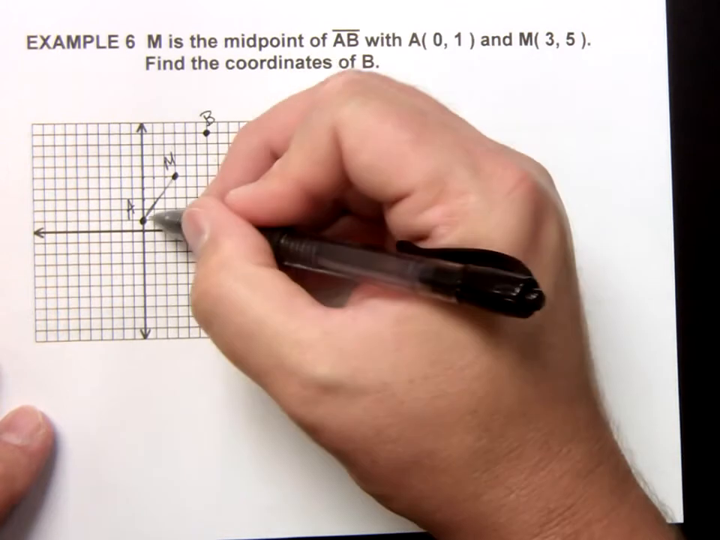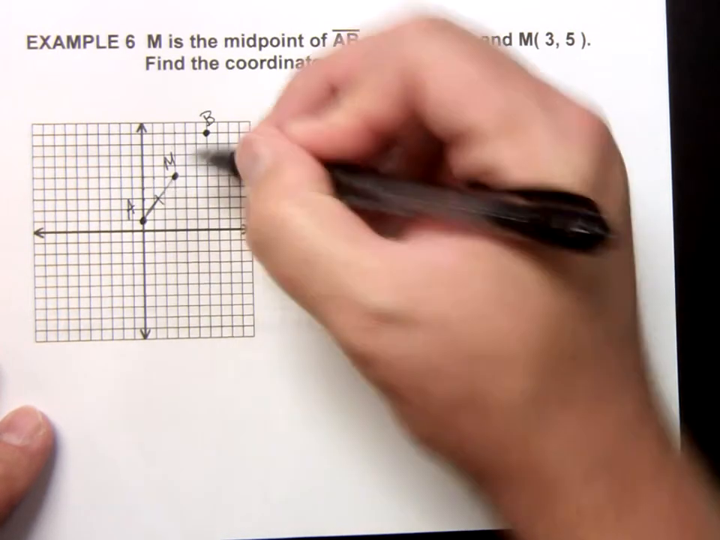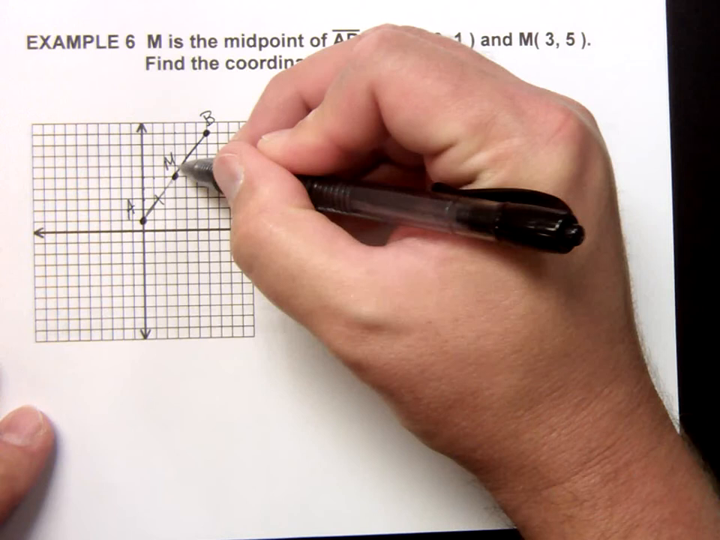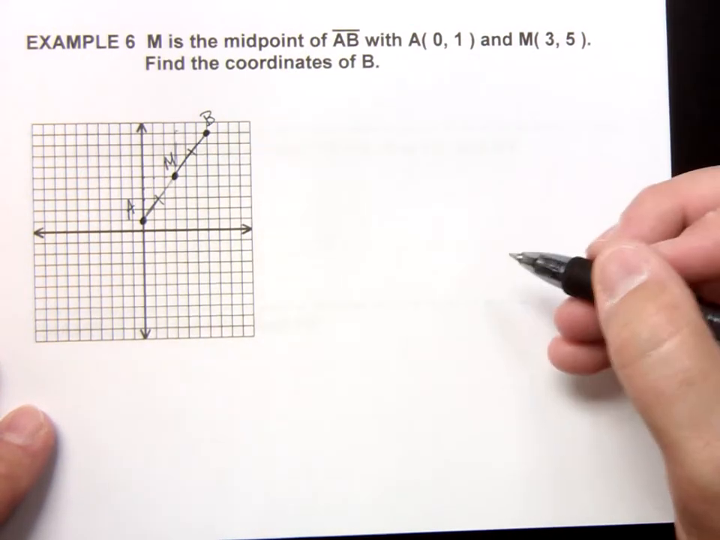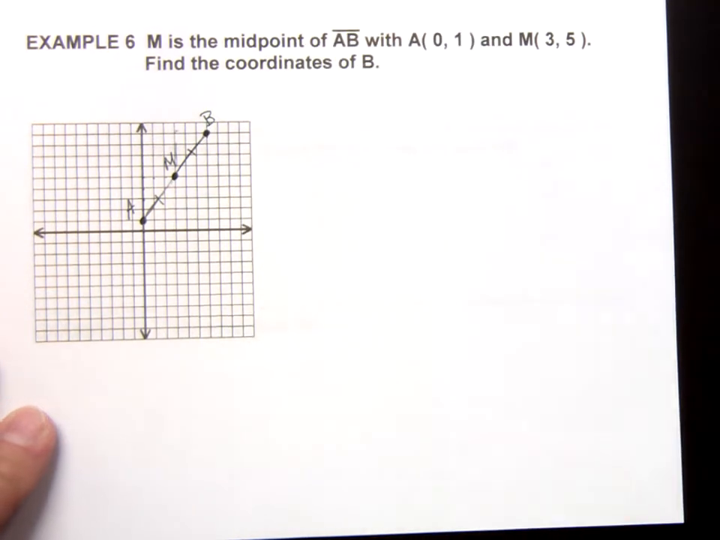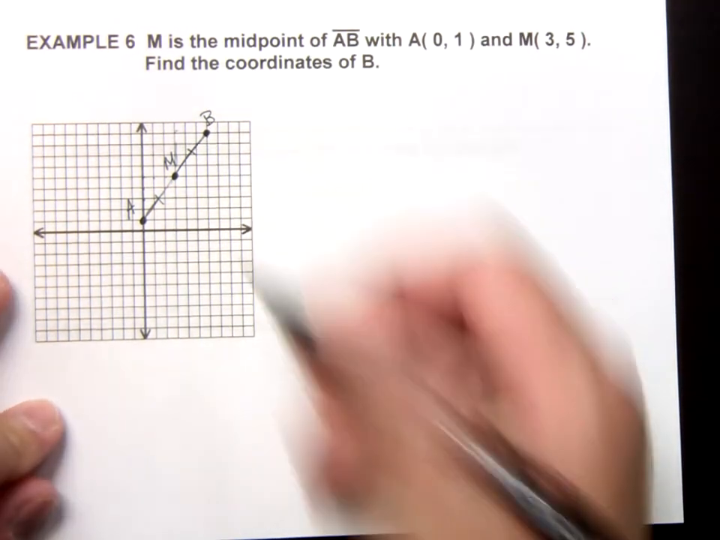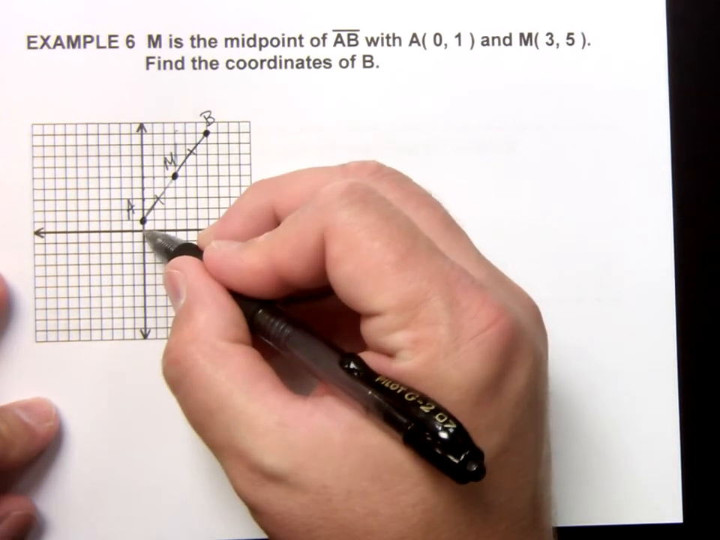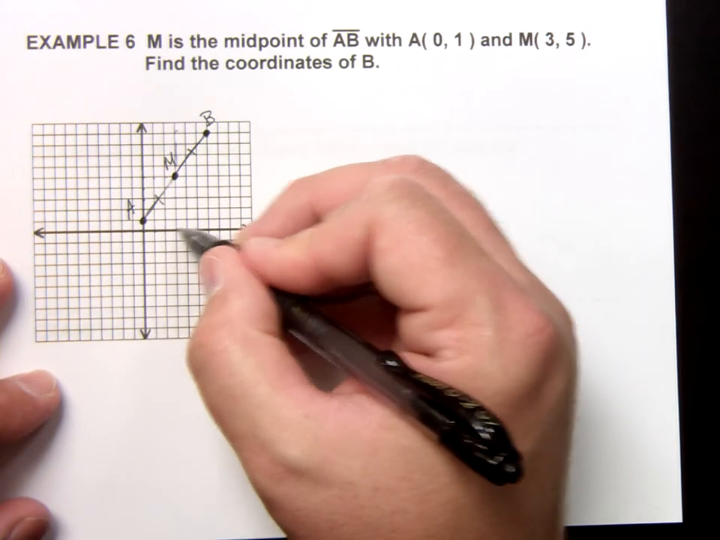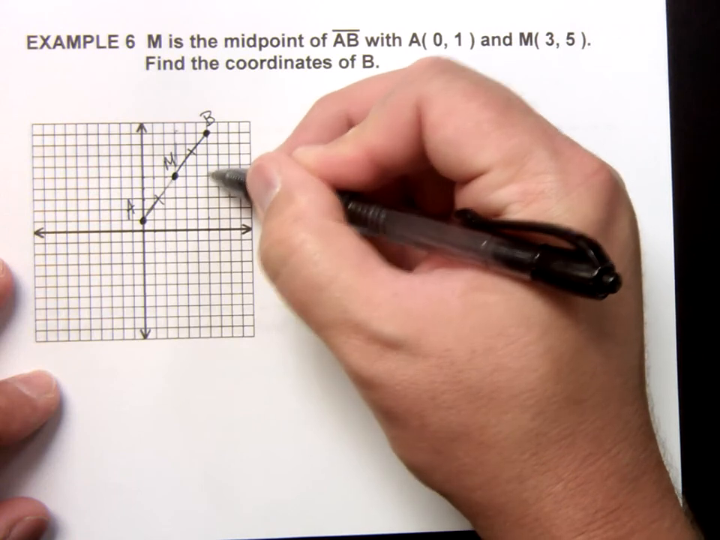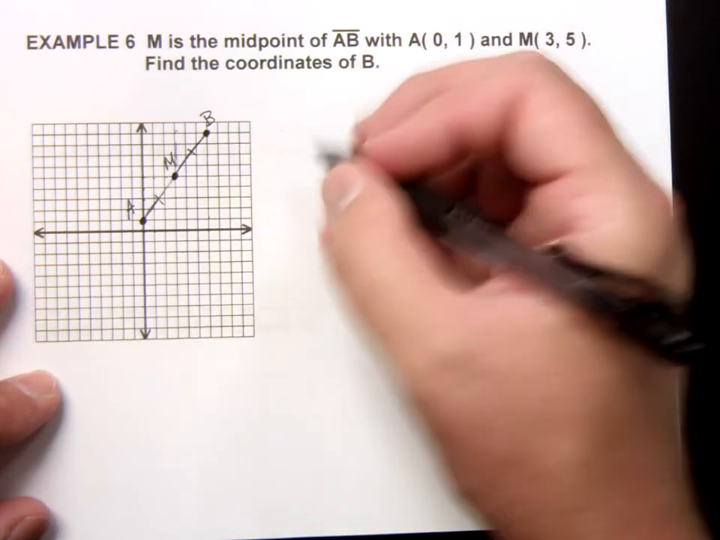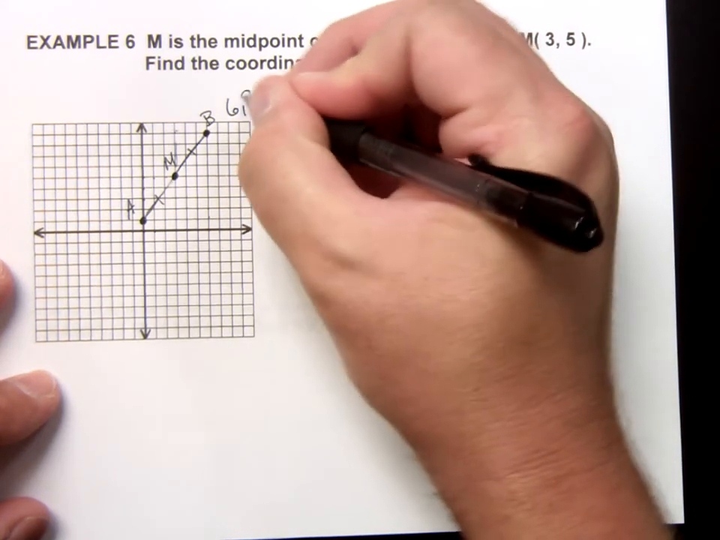If this was up 4 over 3, this distance right here should be the same thing, up 4 over 3, to make sure that M is the midpoint. So here's B. So now we just got to grab those coordinates. So what are the coordinates of point B? Starting from the origin, 1, 2, 3, 4, 5, 6. 1, 2, 3, 4, 5, 6, 7, 8, 9. So at the coordinates (6, 9).